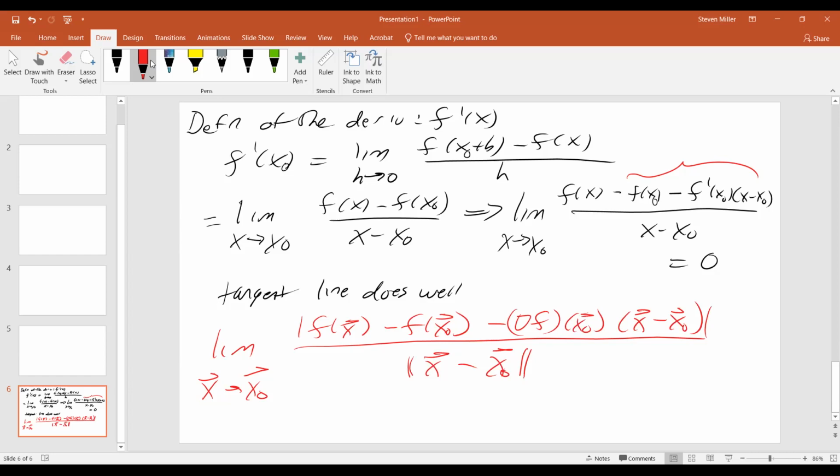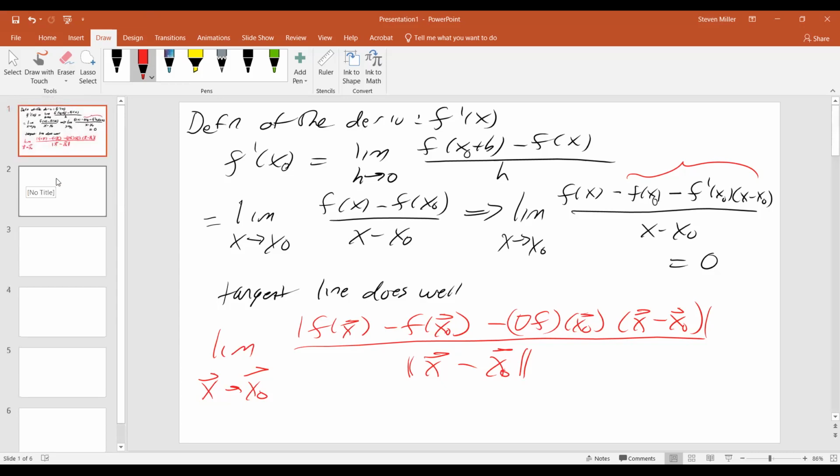This is the correct generalization. It's now saying that the tangent plane or the tangent hyperplane does a really good job. And that's what works well. So it's not enough for the partial derivatives to do a good job. You need to have all the different approximations. All right. Any questions about the definition of the derivative?